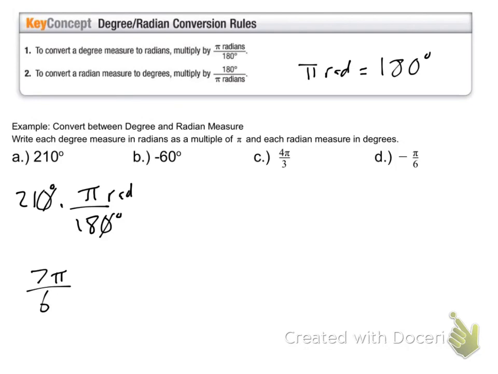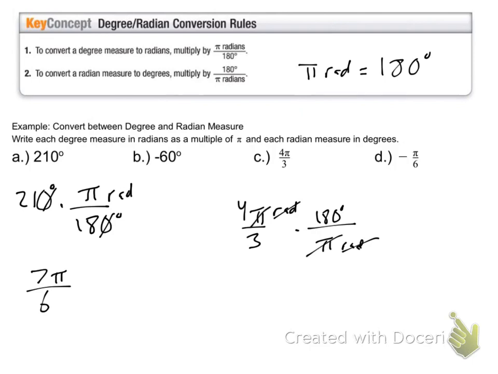I think you guys can handle negative 60. You just know that you're going to have a negative answer. What about 4 pi over 3? I want to switch that to degrees. So 4 pi over 3, which is a radian. So if you need to, put radians on top. Multiply it by pi radians on the bottom to 180 degrees on top. Radians cancel. Ooh, pi's cancel.